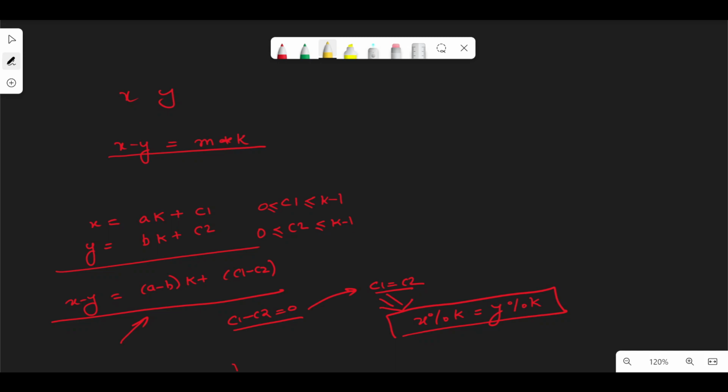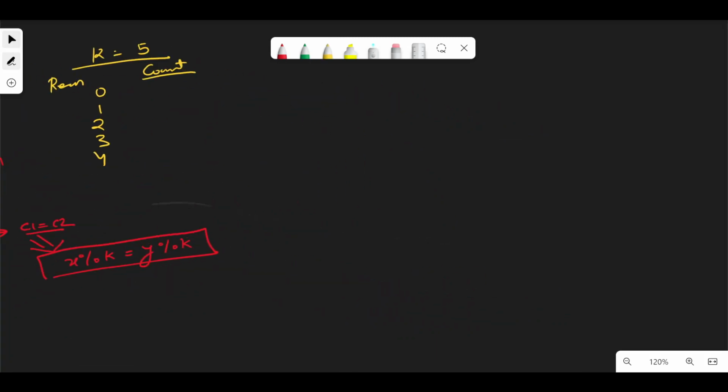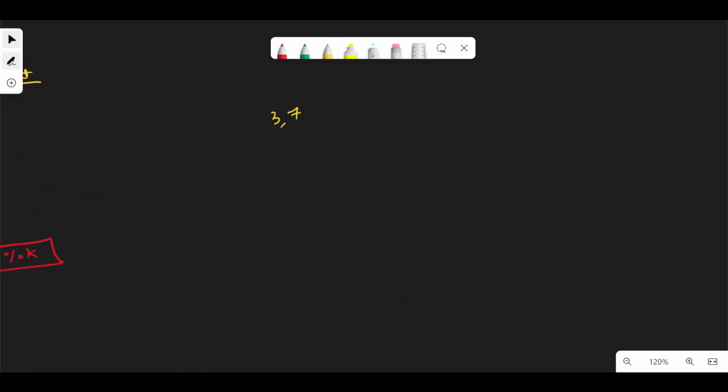So let's say k equals 5. From 0 to 4, so 0, 1, 2, 3, 4, this is the remainder. And this is the count: how many numbers have the same remainder? Let's look at the first example only. The first example is 3, 7, 11, and k equals 4. If k equals 4, what are the different remainders that you can get? Well, 0, 1, 2, and 3.